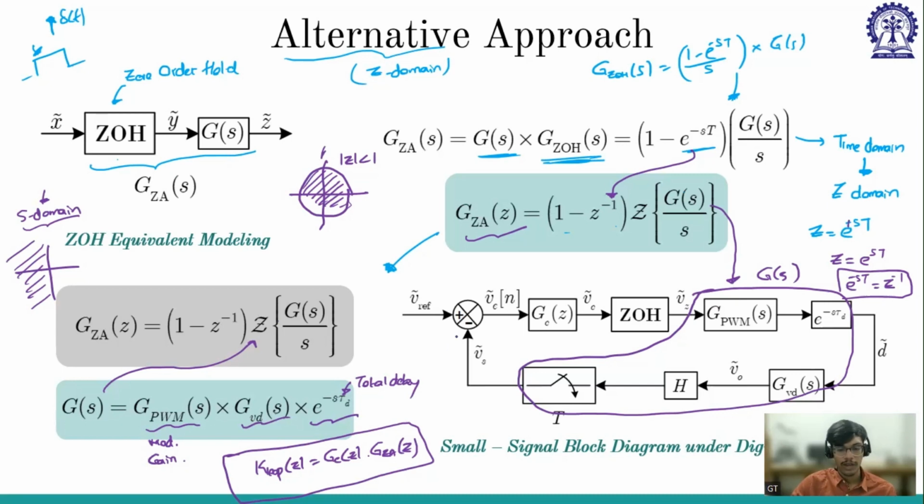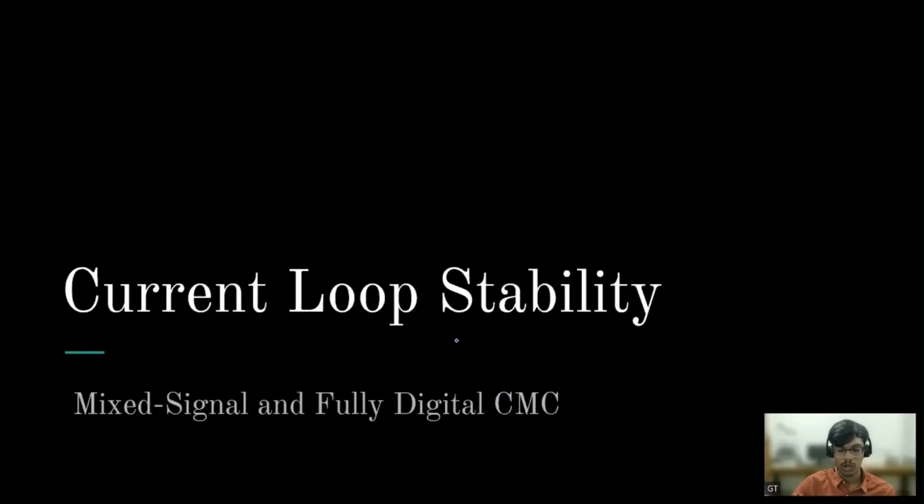So now we have discussed the small signal block diagram. Coming to current loop stability. Sar has discussed current loop stability of two current mode control architectures, one is mixed signal and the other fully digital. So in the case of mixed signal or fully digital, is there any constraint for stability?